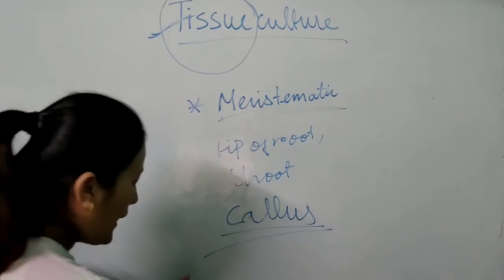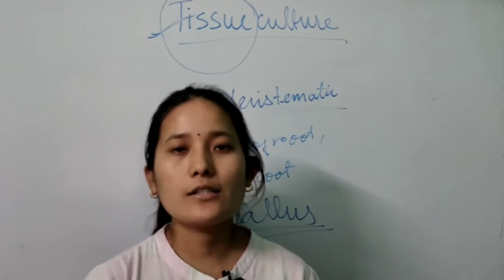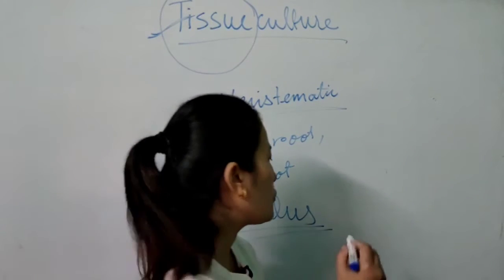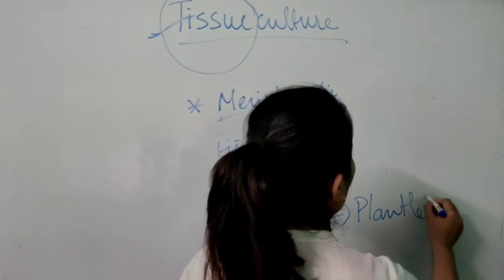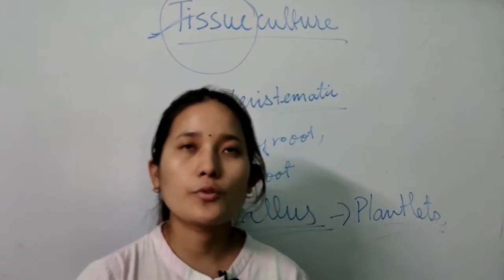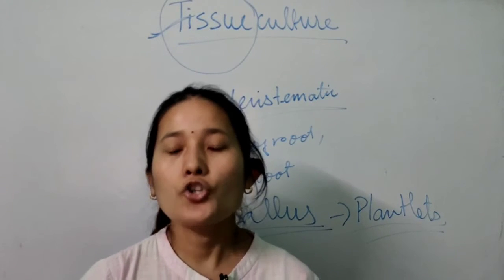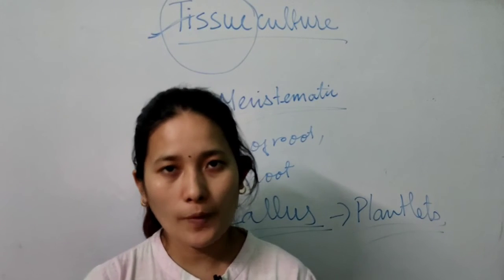Now this callus further divides and forms small plant-like structures that are referred to as plantlets, and these plantlets can further be rooted in soil and then they will give rise to a new plant. So here you see that using a tissue you are giving rise to a new plant.